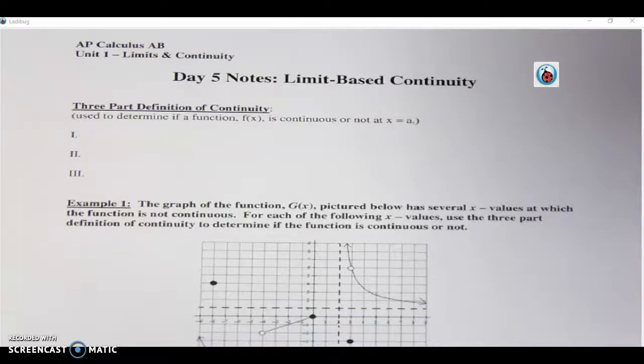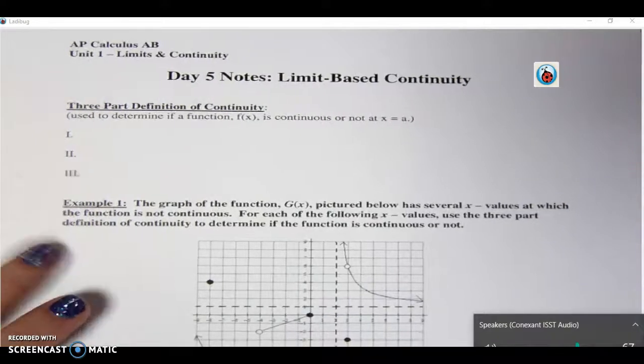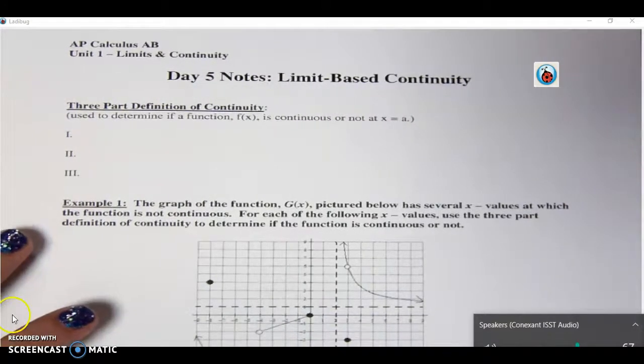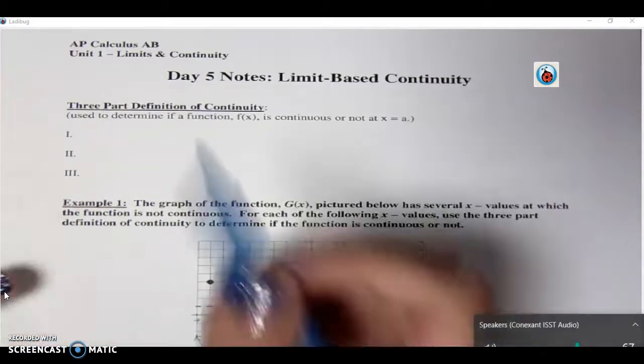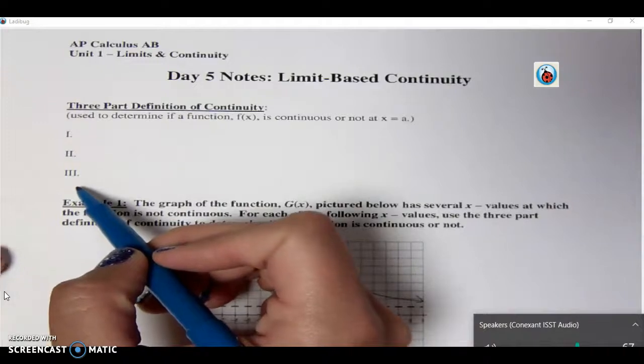So today we're going to be covering Day 5 notes, and this is about limit-based continuity. There is a three-part definition that we use to tell if something is continuous or not. There's 3 steps. If one step fails, then that means it's not continuous.